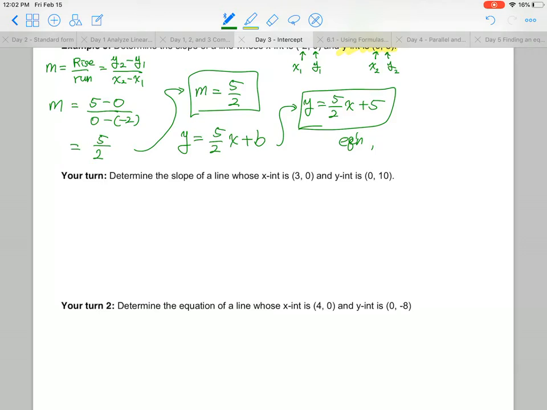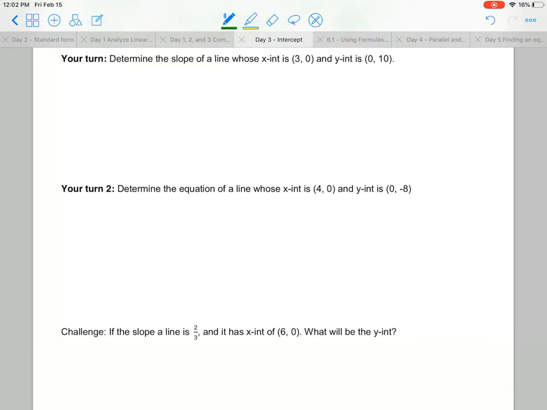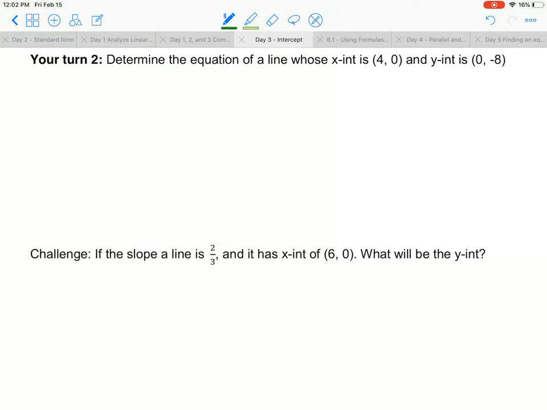So, I want you to try your turn and your turn number 2 as well. And if you want to try the challenge, okay? I will make the solution key of this one separately and then put it up on the Google Classroom, okay?